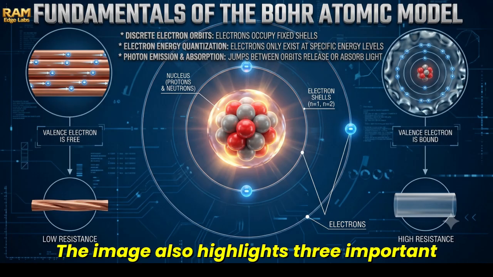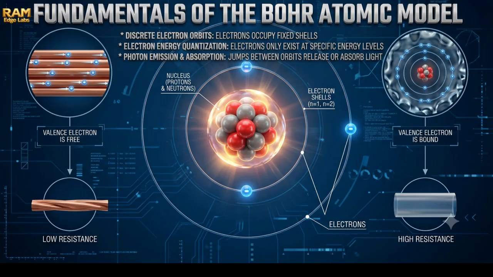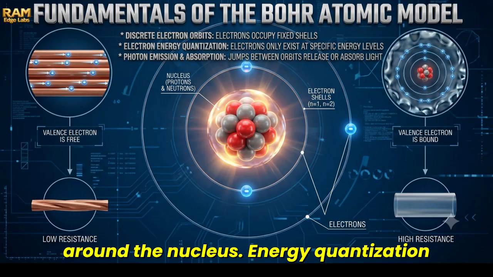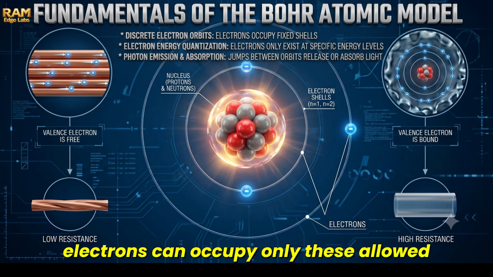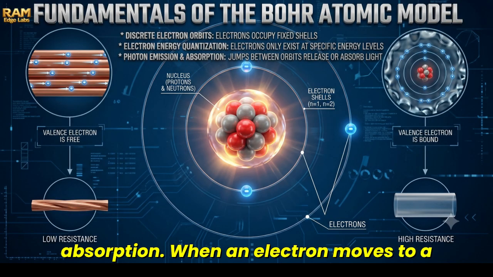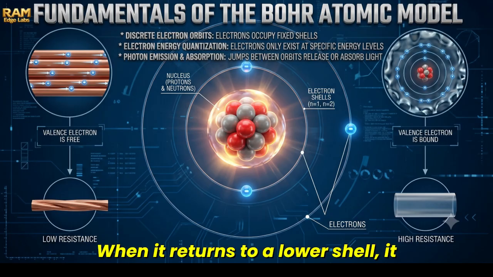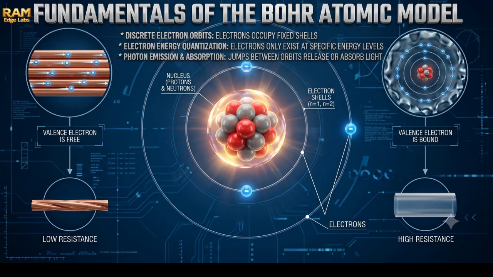The image also highlights three important principles of the Bohr model. Discrete electron orbits: electrons move only in fixed shells around the nucleus. Energy quantization: each shell has a specific energy, and electrons can occupy only these allowed energy levels. Photon emission and absorption: when an electron moves to a higher shell, it absorbs energy. When it returns to a lower shell, it releases energy as light, a photon.